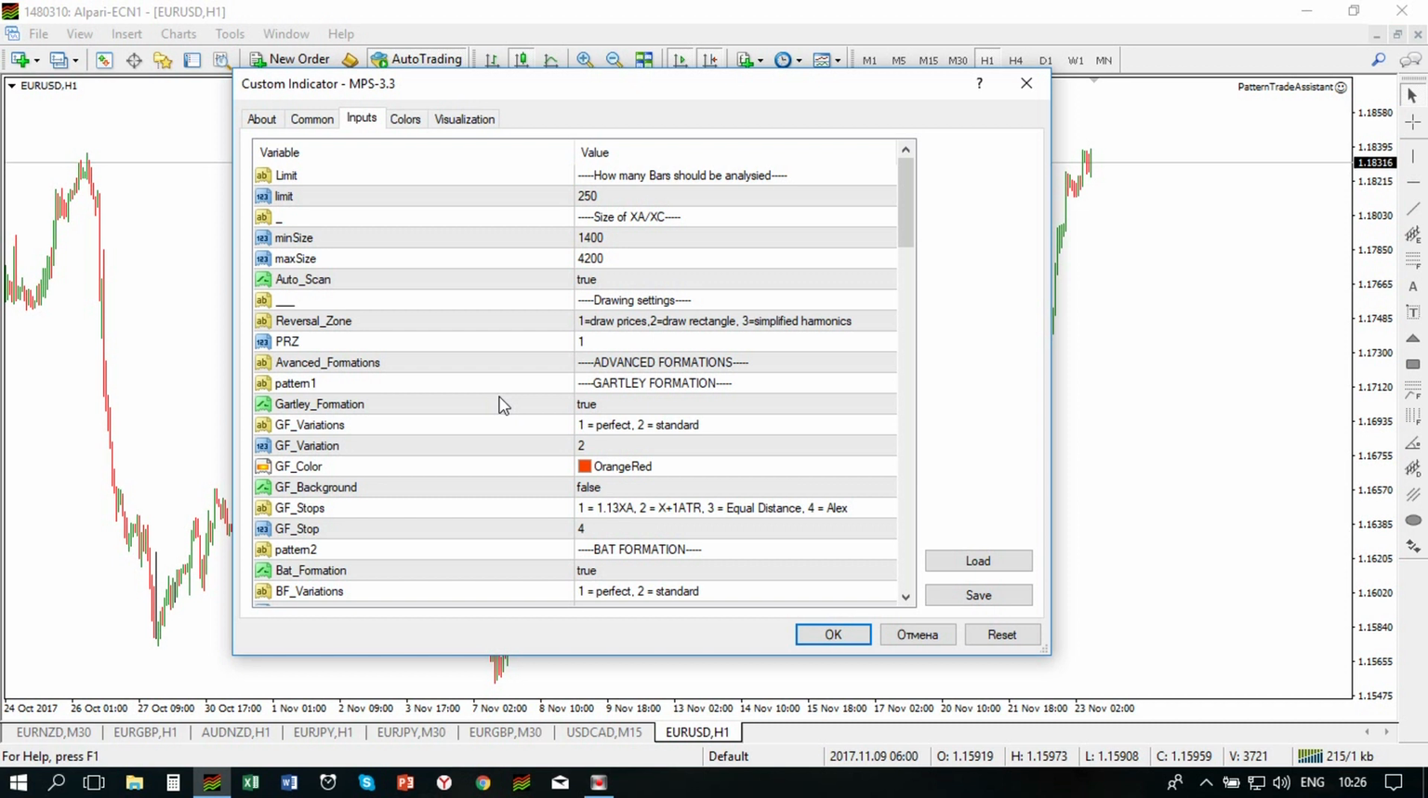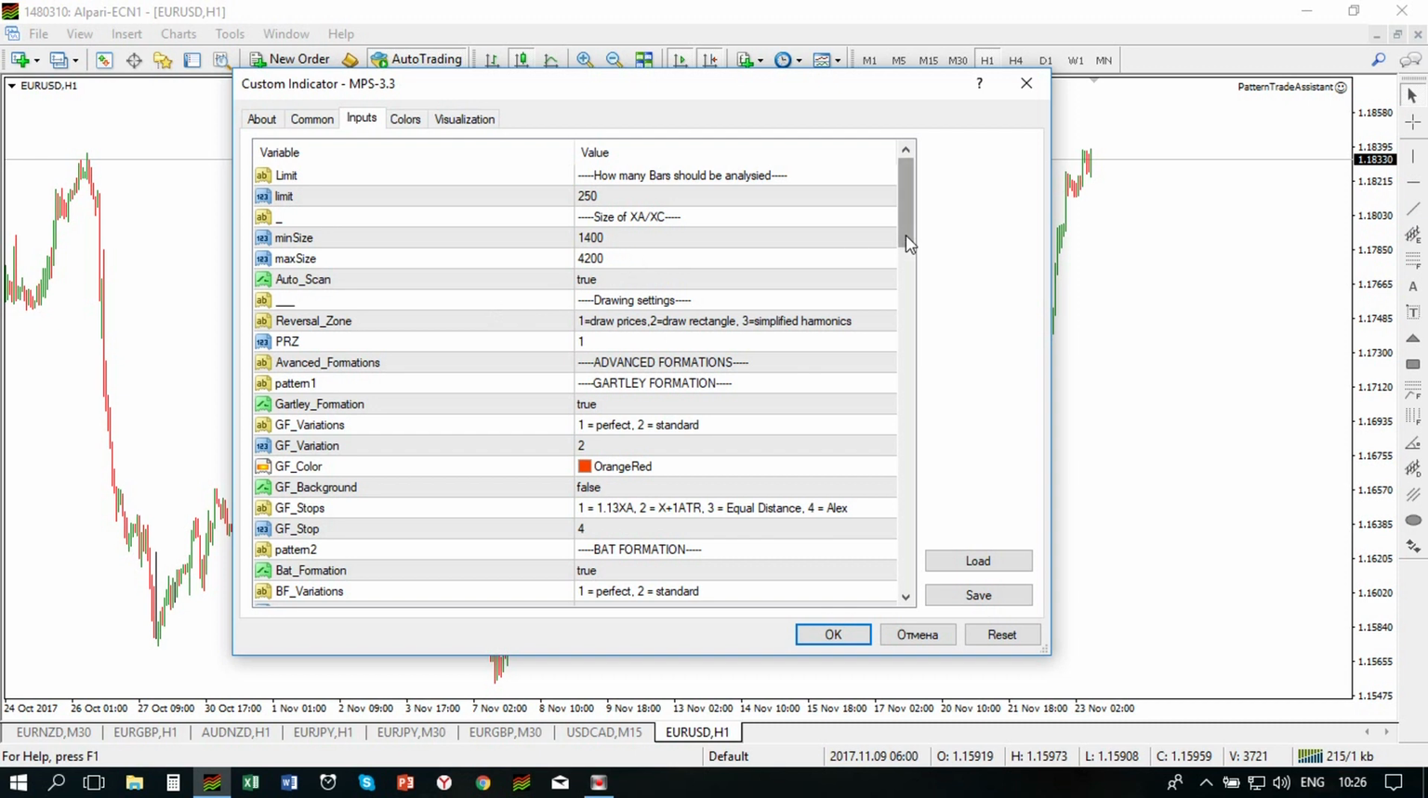I recommend you to choose one approach, either advanced formations or harmonic patterns. They are very different in trade execution, trade management, and also in pattern identification. If you don't know the differences, welcome to my website. Click on Learn the Patterns tab and read it. Learn it by heart until you know the difference between advanced formations and harmonic patterns. I will briefly explain it today as well.